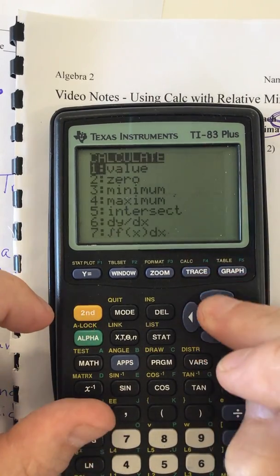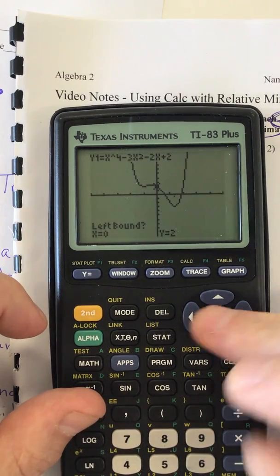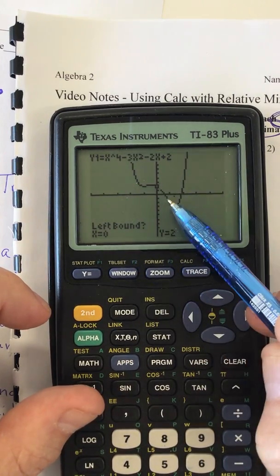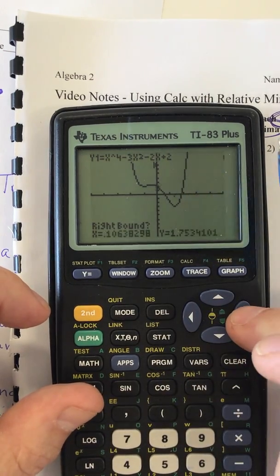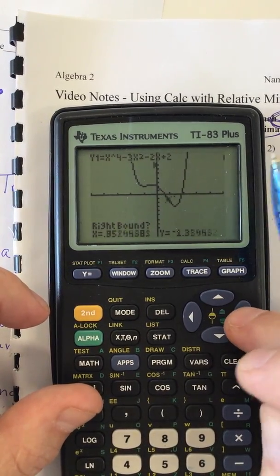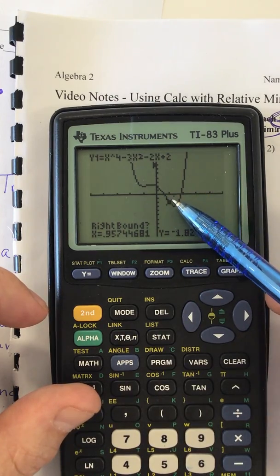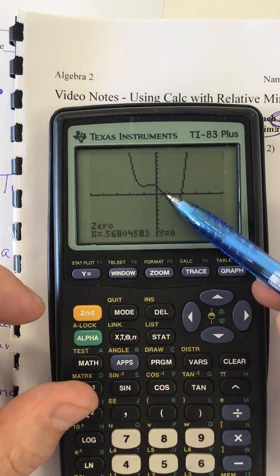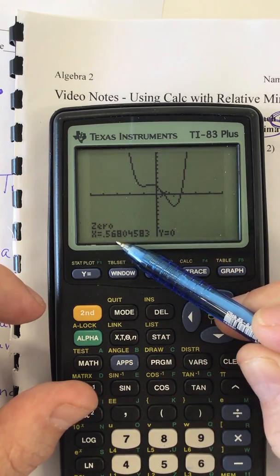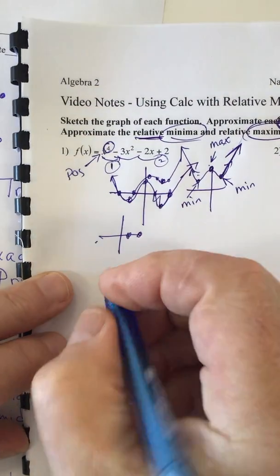So second, calculate a 0. Now since you can see it, it's just telling you go to the left of it. So the bug is right there, it's already to the left, so I'll hit enter. Now I gotta move the bug to the right. So right there's the 0, so now I'm to the right, hit enter, it'll search between there and find it. So that 0 is at 0.568.